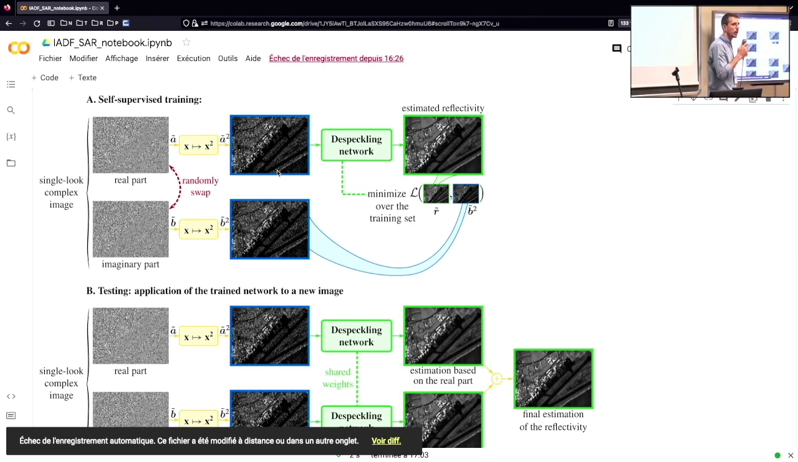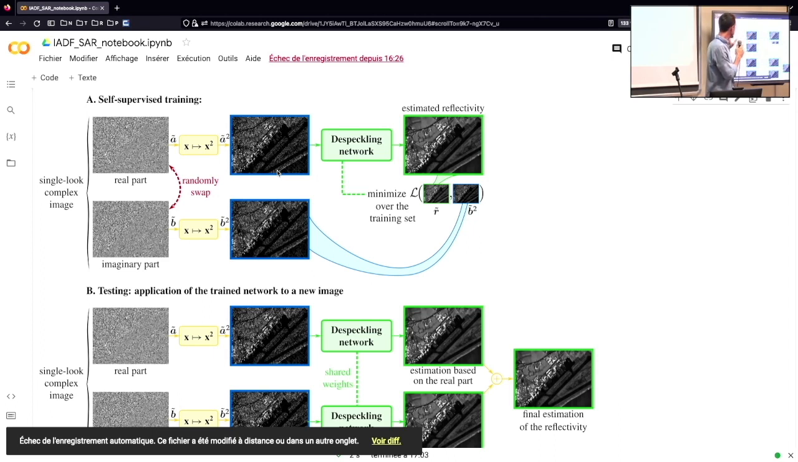So the network cannot create another noisy image starting from the first noisy image. The network cannot mimic the random component. What the network can do, at best, is to produce the common information, so the deterministic information. What these two images have in common is the underlying scene, which is the reflectivity.